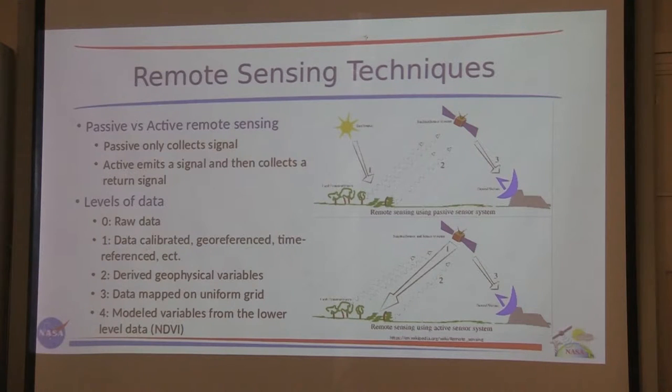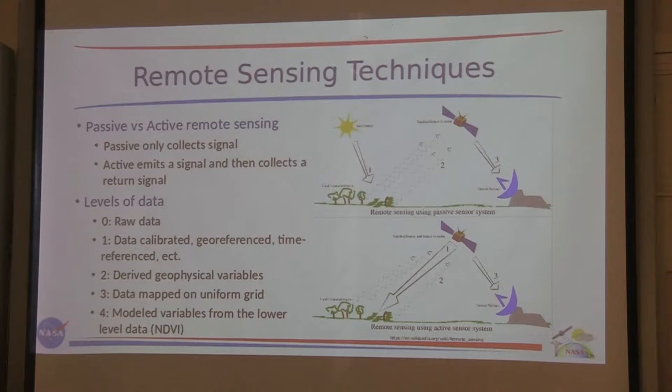Now there are two types generally used: active and passive remote sensing techniques. Passive only collects the signal coming up from the Earth. You can think of the land down here, the sun shining down on it, the land emitting electromagnetic radiation at specific wavelengths, and the satellite collecting it and sending it down to Earth, where the data will be processed and then made available. With active, we actually have a signal that's emitted by the satellite, and then it measures the return signal. So there are two different types.